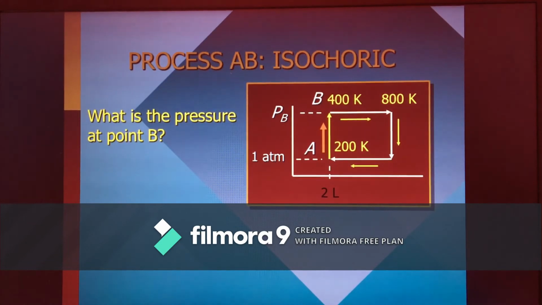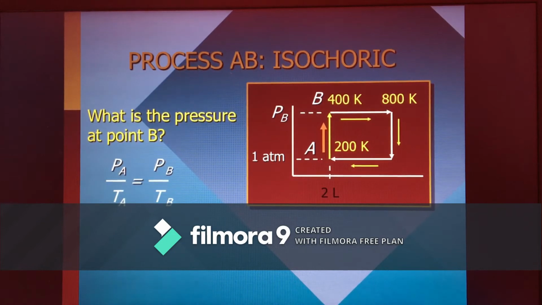So, pressure at point B. To solve for the pressure at point B, we'll use this relationship: the ratio of the pressure at point A to the temperature at that point is equal to the pressure at point B over the temperature at that point B.